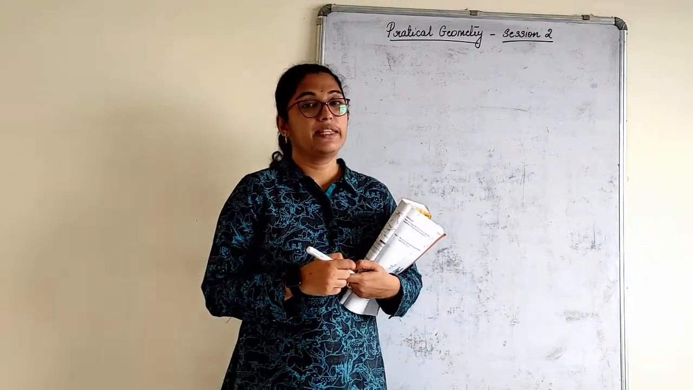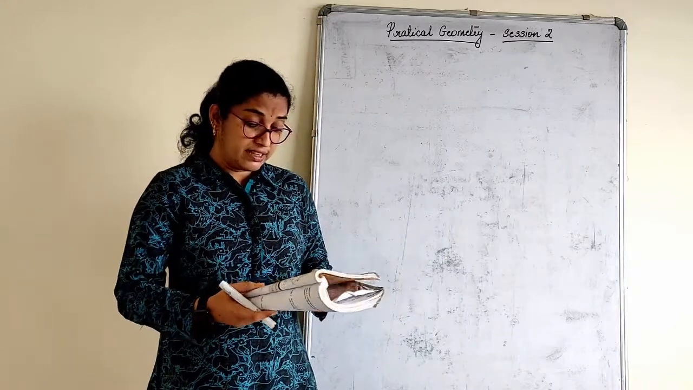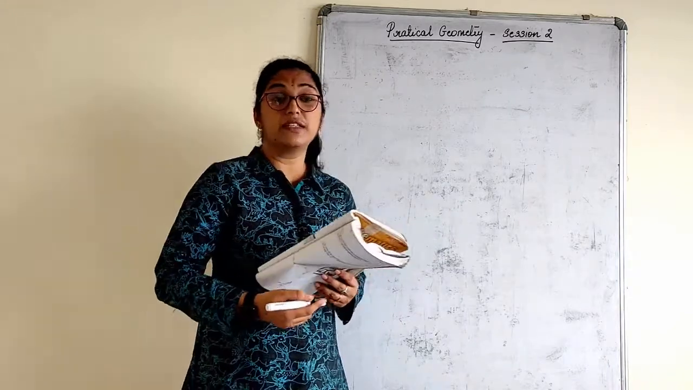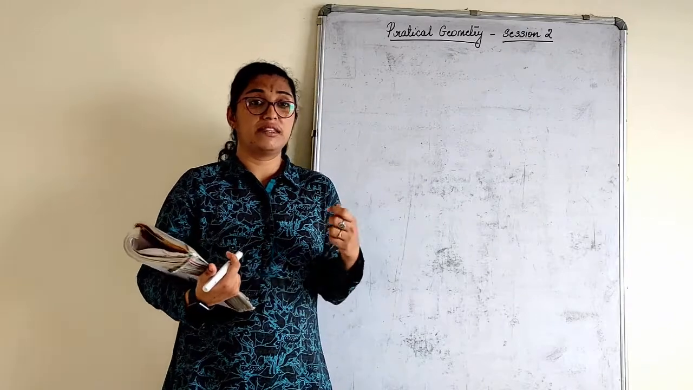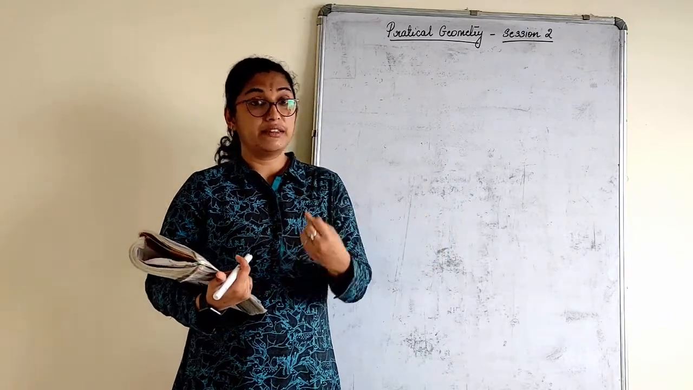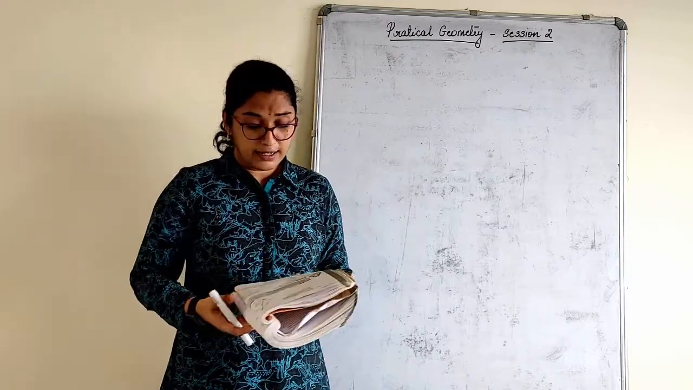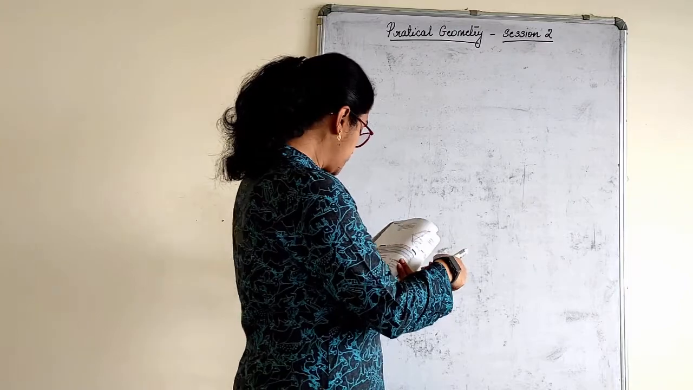Good morning. We will start session 2 on the chapter Practical Geometry. So now let's see the next set of constructions. In the previous session we constructed quadrilaterals, that is parallelograms, where 5 different things were given, either 4 sides and 2 diagonals. So let us see today's construction.